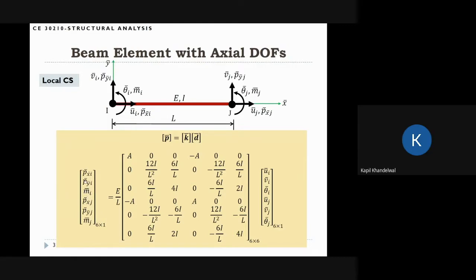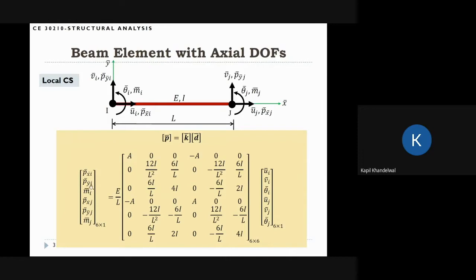And you can see that Pxi only depends on Ui and Uj. It does not depend on the flexural degrees of freedom like Vi, theta i, Vj, theta j. So Pxi is minus EA by L times Uj plus EA by L times Ui. So it only depends on Ui and Uj degrees of freedom. Similarly, Pxj only depends on Ui and Uj degrees of freedom. It does not depend on any other degrees of freedom.